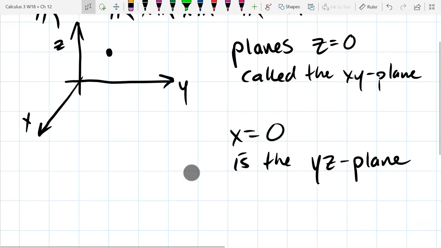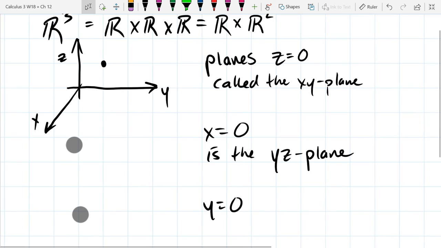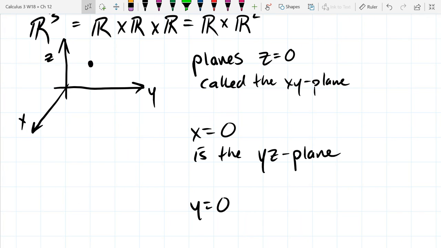And then last up, we have the y equals 0 plane. The zx. We'll call it the xz to keep our alphabetical ordering, the xz plane. And I guess I could call that what separates the left from the right, just looking at the way that I drew this.